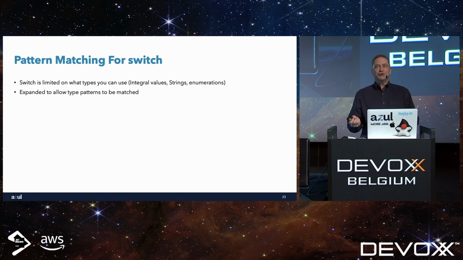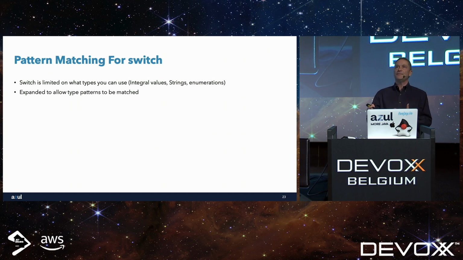Pattern matching for switch is the next thing we need to look at. We already looked at switch statements and switch expressions earlier on. But the thing with the switch statement and the switch expression before was it was limited to the types that you can actually switch on. We were always dealing with things that were integral values, strings, or enumerations. What's happened now is we've extended that to allow type patterns to be used as well.